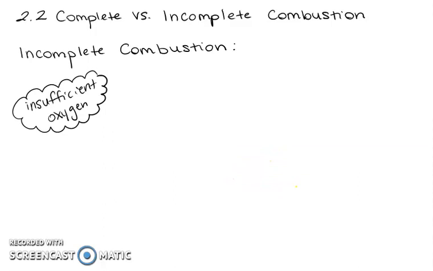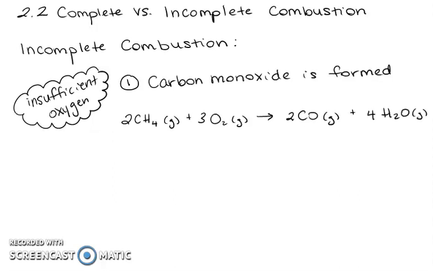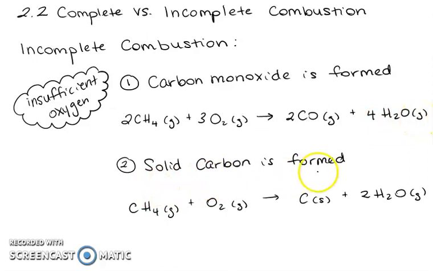So what you have to remember with incomplete combustion is that insufficient oxygen is available. So there's not enough oxygen to produce that carbon dioxide. And there's 2 different ways we can have incomplete combustion. The first option is when carbon monoxide is formed. So an example of this would be when 2 methane molecules are burned with 3 oxygen molecules. It creates 2 carbon monoxide molecules and 4 water molecules. The other option is when solid carbon is formed.